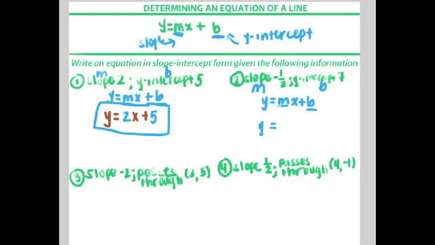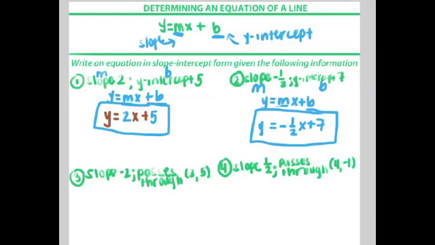Y stays the way it is. M, they told me, was negative 1/2. X stays X. Looking at my B, the 7 is positive, so I can keep this as a plus 7, and then you box it. For some reason, the y-intercept might be negative. That's okay. Let's say this was a negative 7 instead of positive 7, that would have just been negative 1/2 x minus 7. So it's really important that you set this up exactly the way this looks. You can't just write negative 1/2 x plus 7. You got to have that y equals in the front, okay?